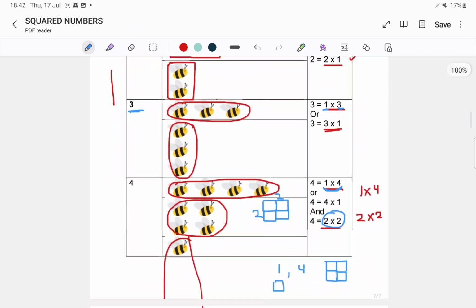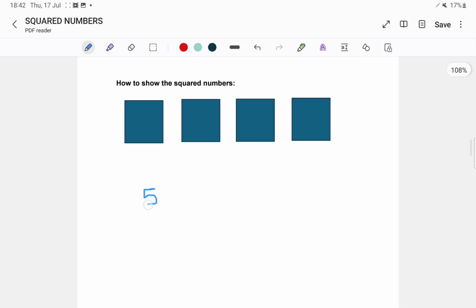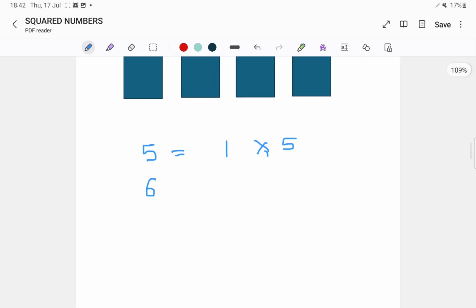So after 4, if I try to represent 5, I can have a factor pair like 1 by 5 only. If I have to represent 6, if I draw its factor pairs, it will be 1 times 6, it will be 2 times 3. None of these is a representation where I can have both the numbers same. So neither 5 nor 6 is considered as a squared number.